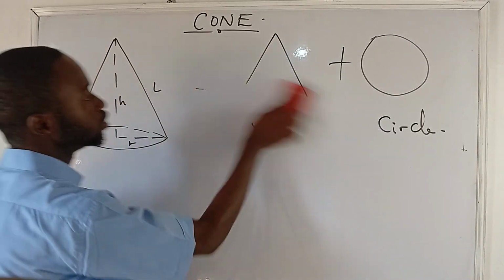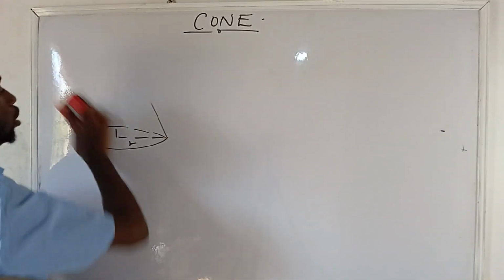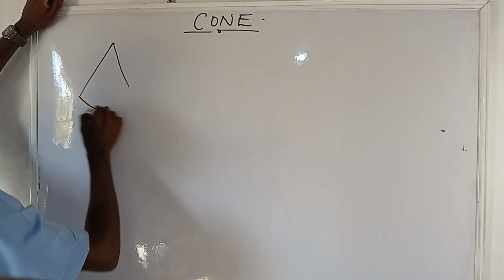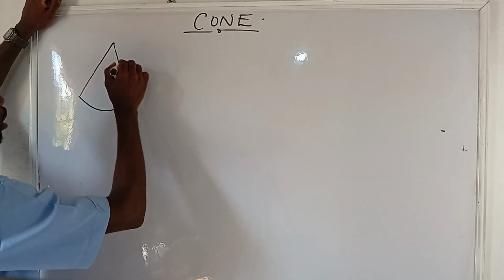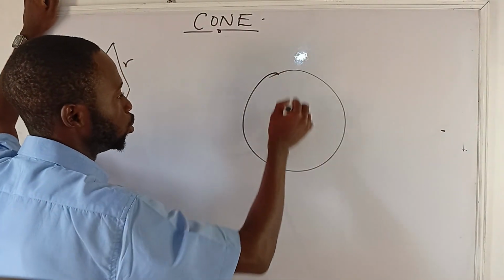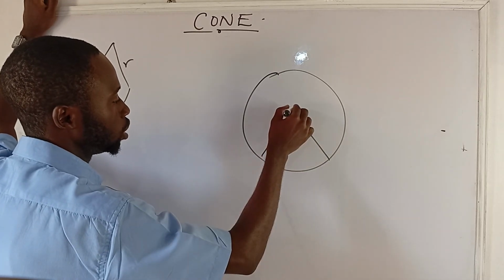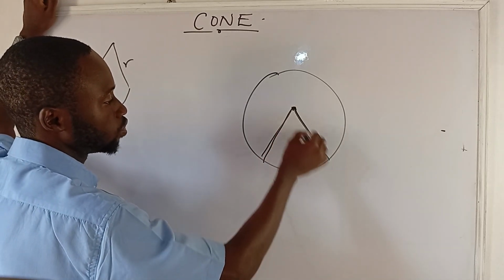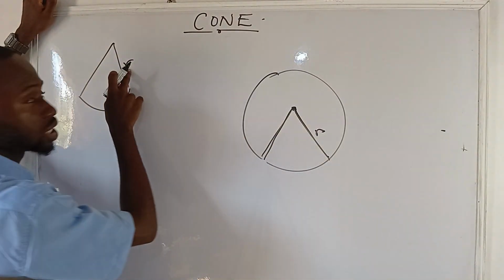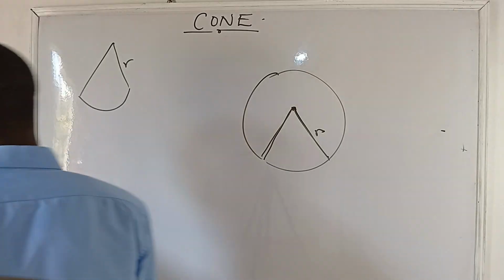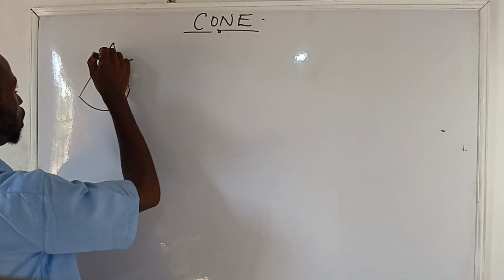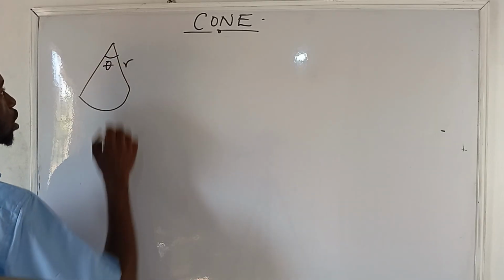So, we have a sector. Let's assume this is our sector. We have this sector here, and of course this is the radius, because if I cut out a circle and I have a sector this way, any line drawn from the center of the circle to any part of the circumference is my radius. So if I bring it out, automatically here is still my radius. Then this will be the angle theta of the sector.